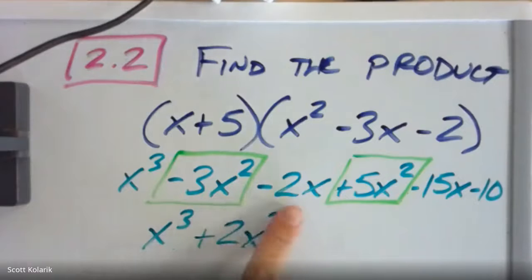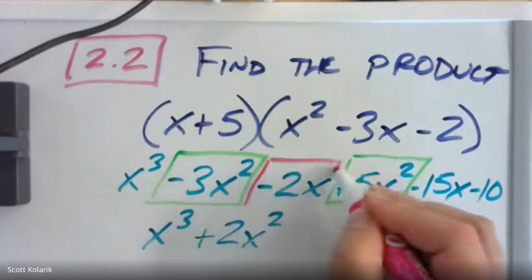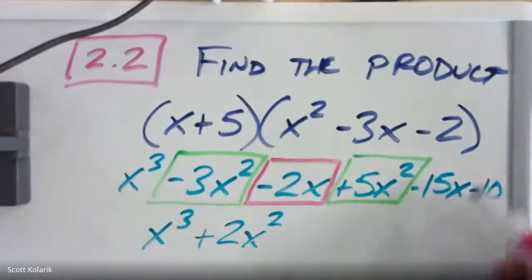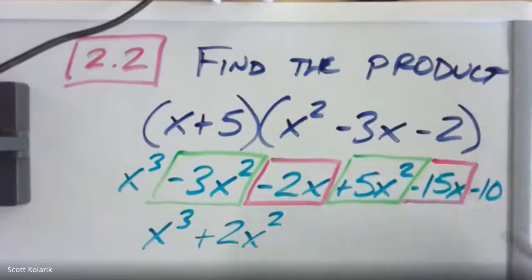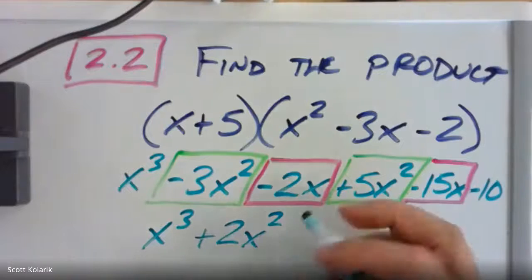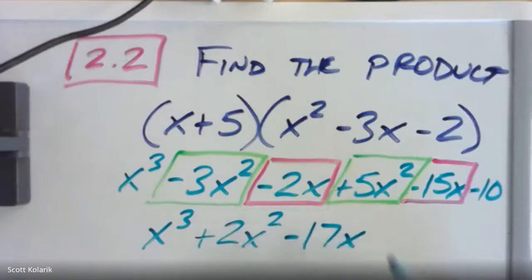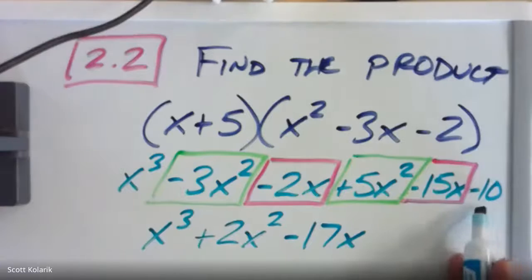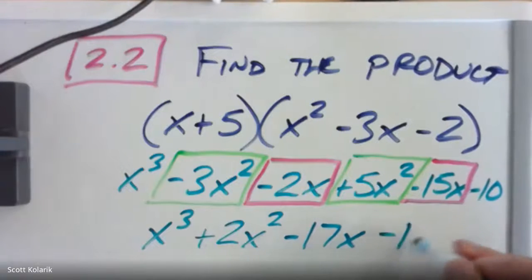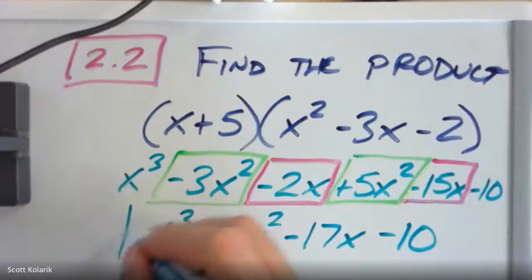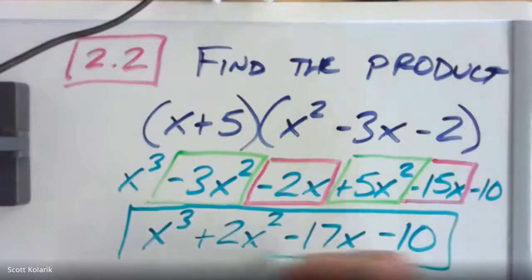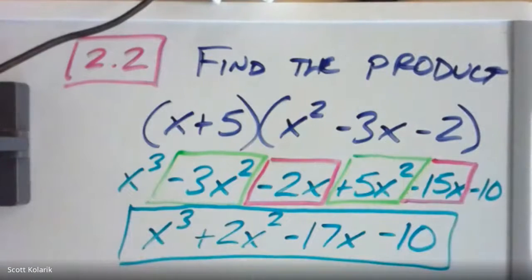All right, done with the x squareds. X's can only go with other x's. So this -2x can only combine with this -15x. All right, so -2 and -15 will give me -17x. And numbers can only go with other numbers, so this -10 is the only one of its kind, so the -10 stays -10. And there is my result for that distribution and collection of like terms. Same process, just slightly longer in this case. Okay, let's keep going.